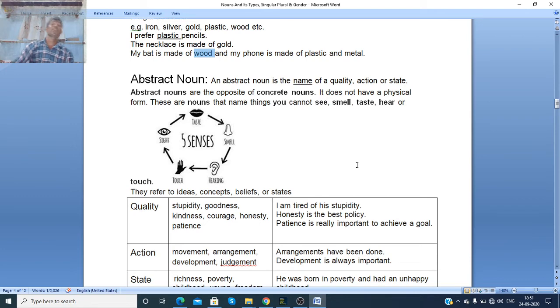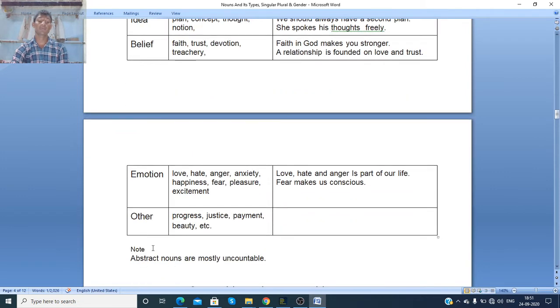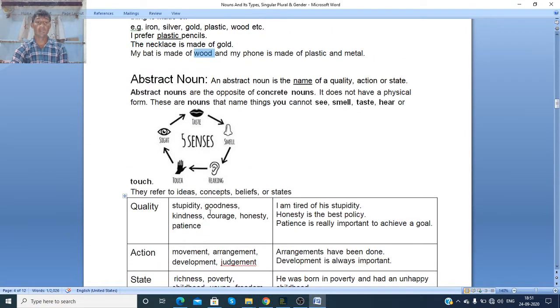And now we'll talk about abstract nouns. An abstract noun is the name of a quality, action, state, idea, belief, emotion, etc. Abstract nouns are the opposite of concrete nouns. It means it doesn't have a physical form.